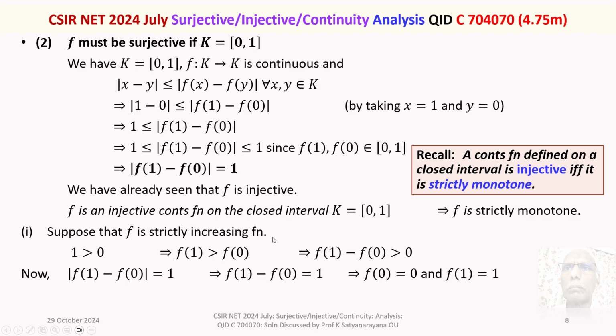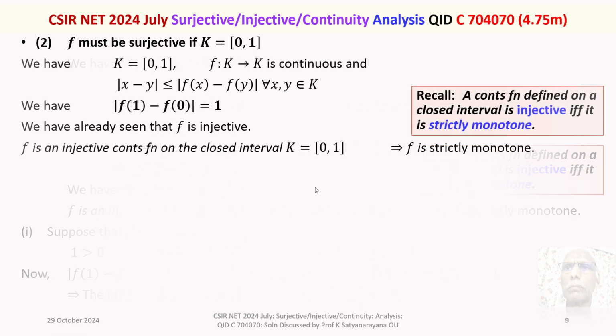And f is strictly increasing. F of 1 minus f of 0 is equal to 1 will tell you f of 0 is 0 and f of 1 is 1. Thus the range of f, so f is mapping everything from 0 to 1. So that means the range of f is K, the closed interval 0 to 1. Thus the range is equal to the codomain. Therefore, it is surjective, that is onto. So in this case, when f is strictly increasing, f is surjective. So let's move to the next slide for the discussion of the other possibility.